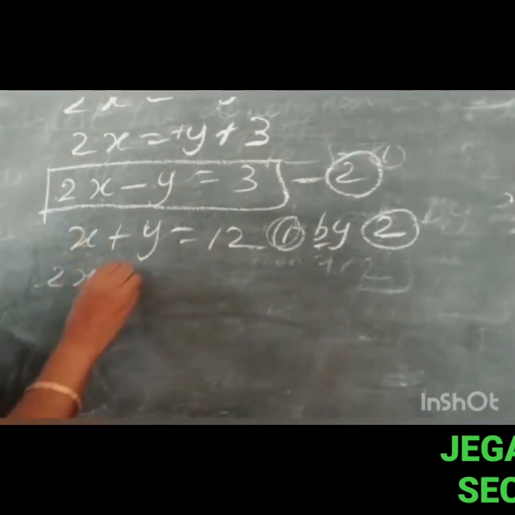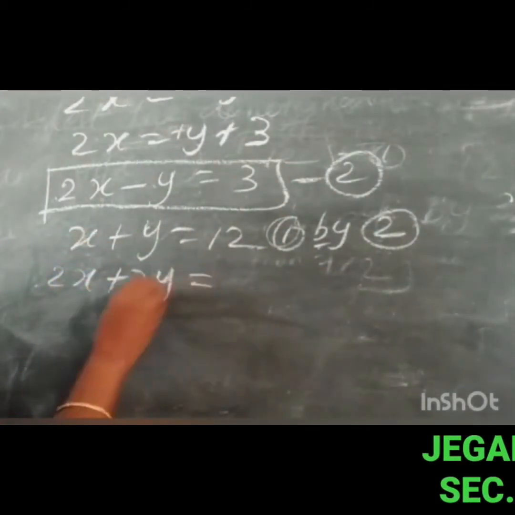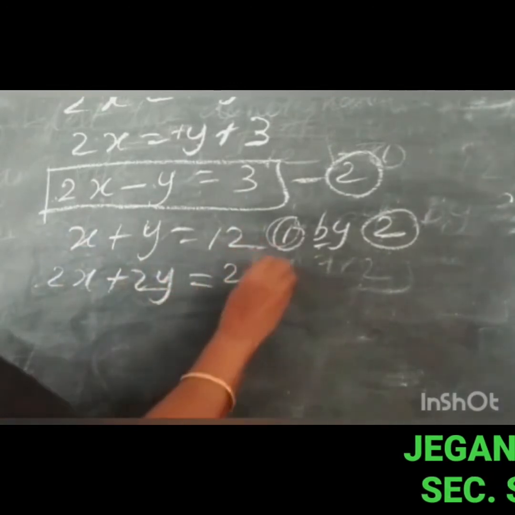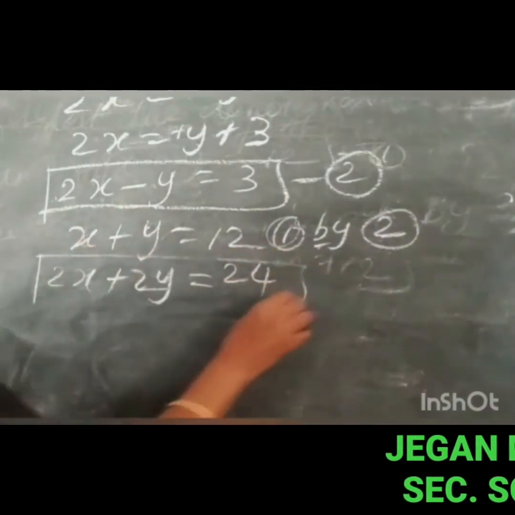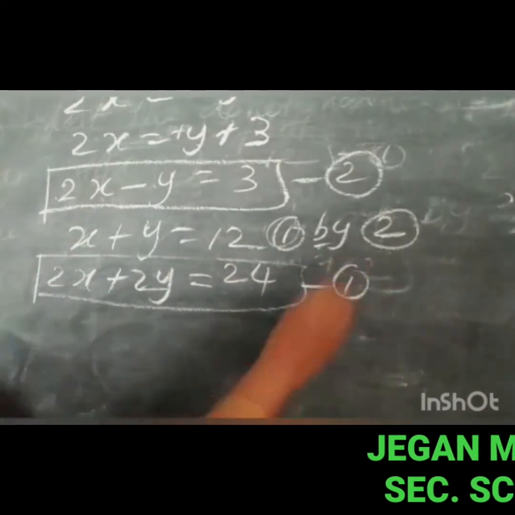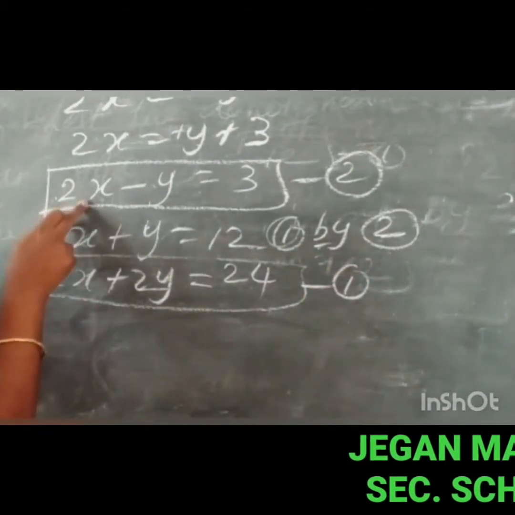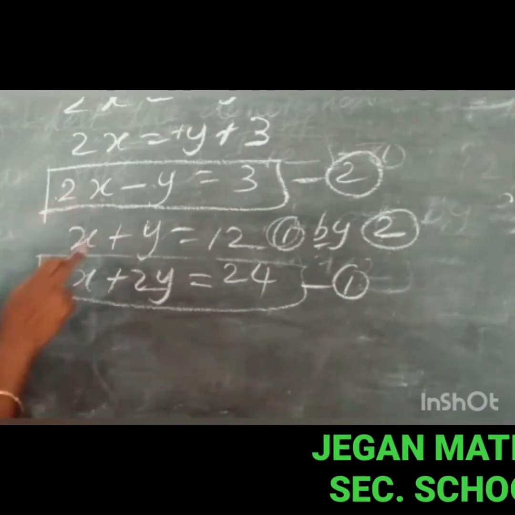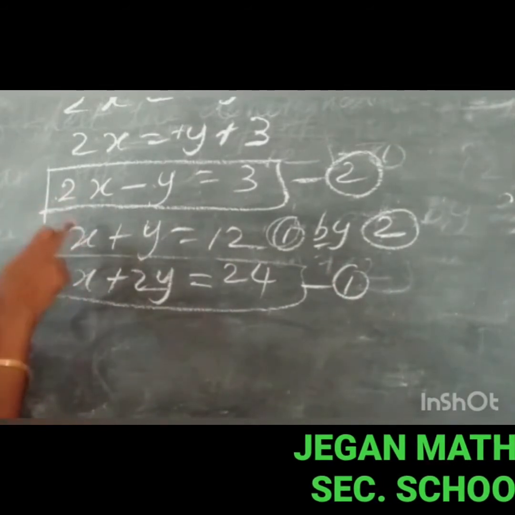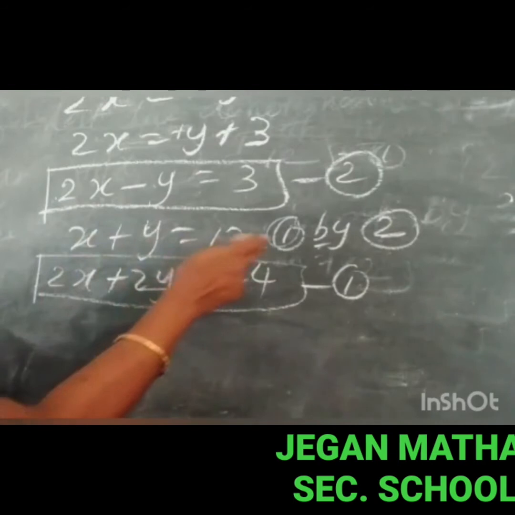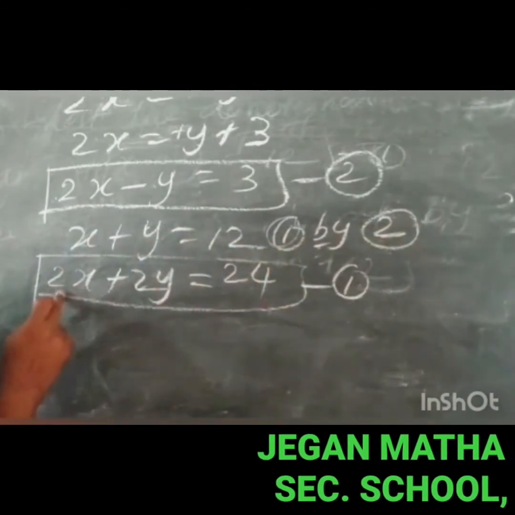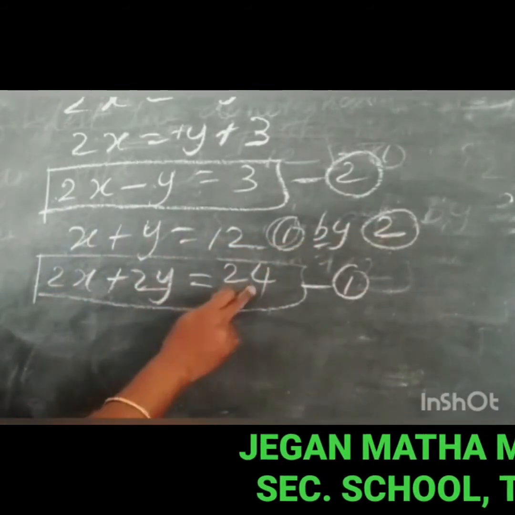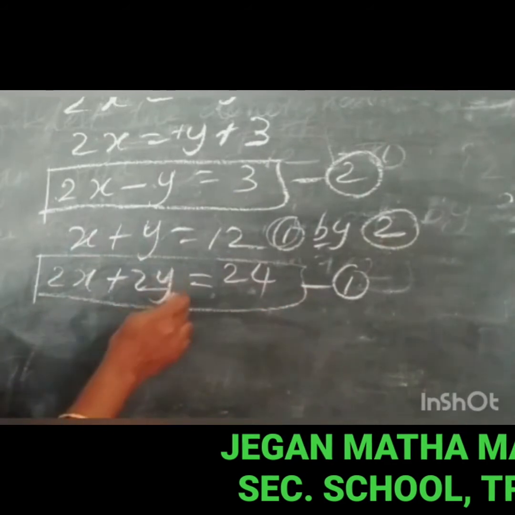The 2x plus 2y equal to 12 multiplied by 2, that is 24. Now we can take this as the first equation. Because the coefficient of x is 2 here and here it is 1x only, you have to multiply the full first equation by 2. That is 2x plus 2y equal to 24. This is the first equation.